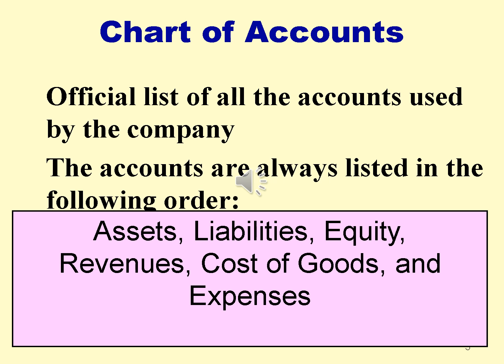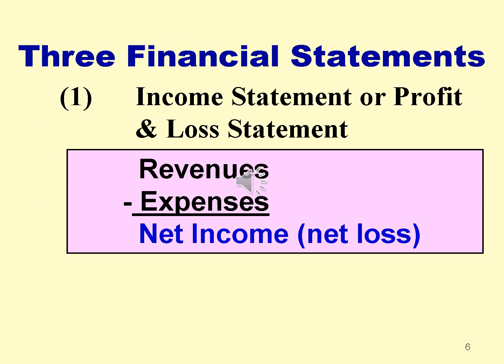We always start with the official list of all the accounts used by the company. This is called the chart of accounts, and they are always listed in the order shown here by type. The first financial statement to be prepared is the income statement, also known as the profit and loss statement. Remember, we can use these terms interchangeably. Essentially, the income statement shows all the revenues or sales made by the company, less all the expenses, including cost of goods sold, to arrive at net income or net loss.